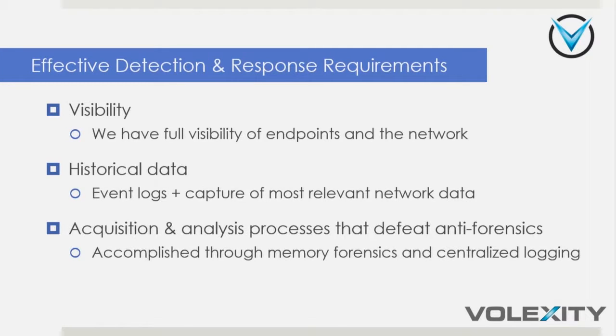So I'm going to assume you've implemented everything I just talked about on all these slides. So at this point, we can do effective detection and response. We have full visibility on our endpoints and the network. We have all the historical data we want. We have event logs. We have AV logs, other things I didn't talk about that run on the endpoint. We also have plenty of network data that's captured in a historical fashion. And then when a machine's compromised, or we want to do threat hunting and see is there any malware on the machine, we have proper acquisition procedures and analysis processes to do that.